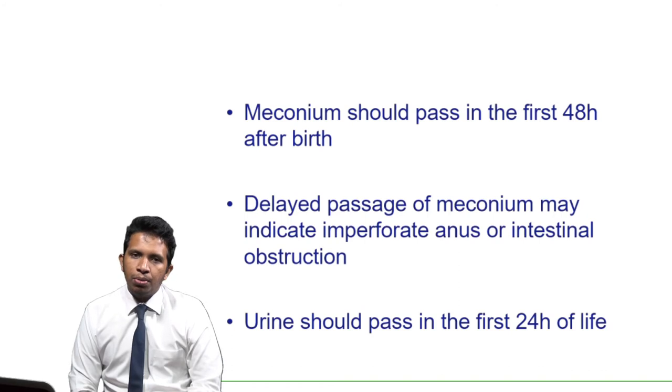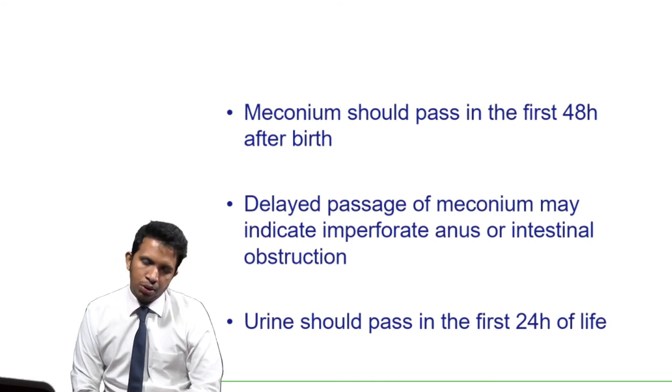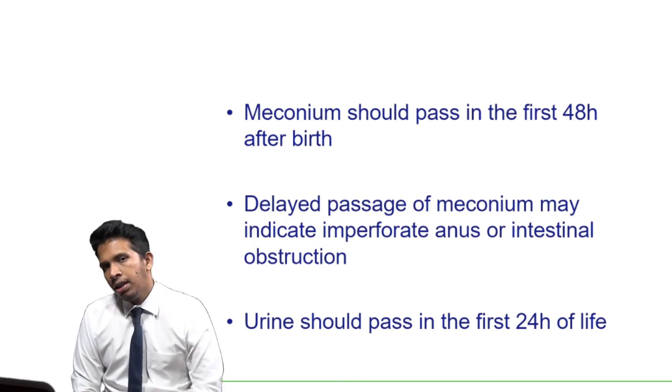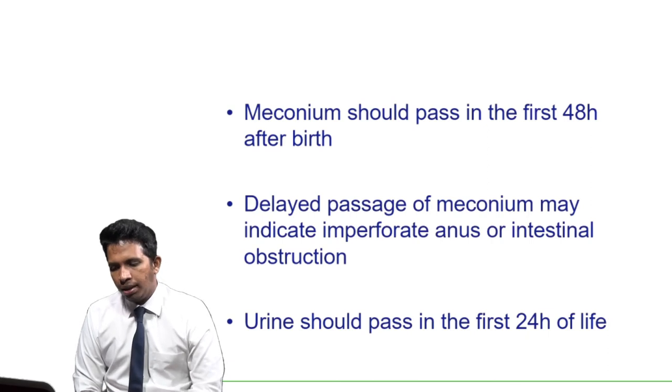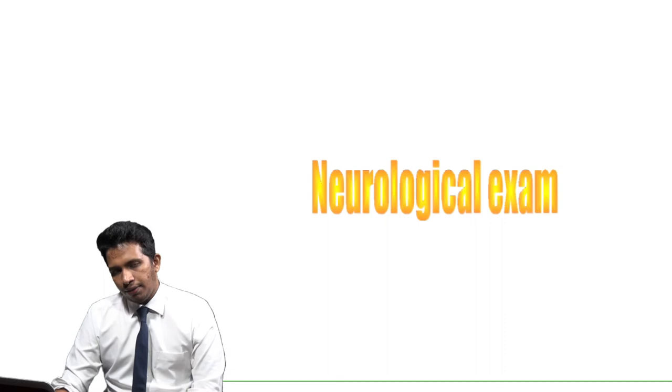Meconium should pass in the first 48 hours after birth. If it's not passed, then it suggests an intestinal obstruction, which could be due to imperforate anus or any other intestinal obstruction. Urine should be passed within the first 24 hours of life.